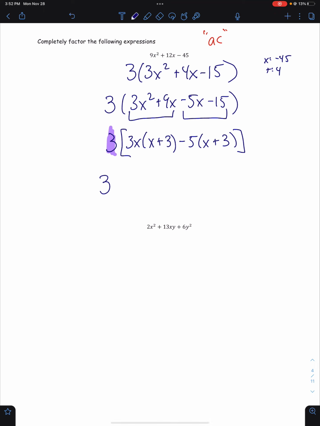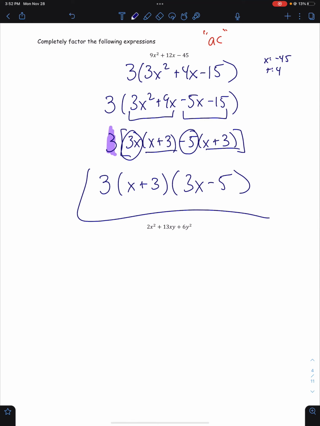Make sure you keep that 3 out in front, because that's part of the factored form. So that would be 3 out in front. We're left with x plus 3. It's the same there. Perfect. And then what's left over? 3x minus 5. And that is our answer. And you can multiply it out and make sure that it has the same expression as above.